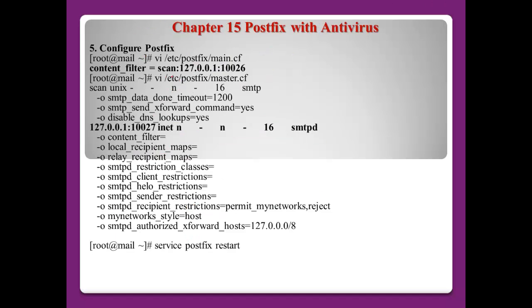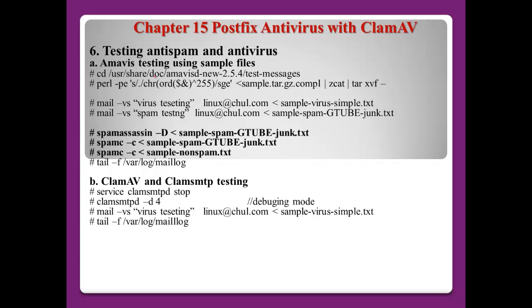And Postfix needs to be configured for ClamAV. So in /etc/postfix/main.cf, here the content filter will be 10026, and we have to register this service, the virus scanning service, like this, SMTP. And this one also outbound 10027. This one will listen using the SMTP daemon. And after that, service postfix restart. And for the testing, later we will use this one.